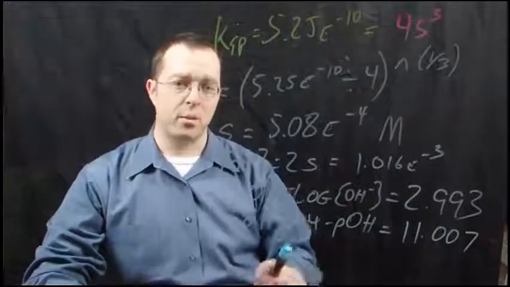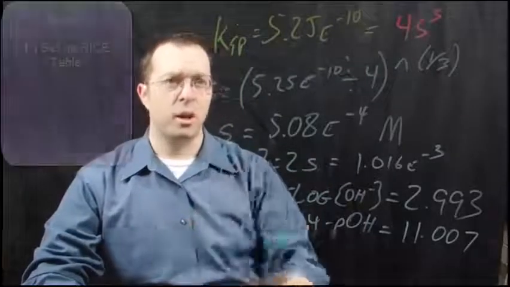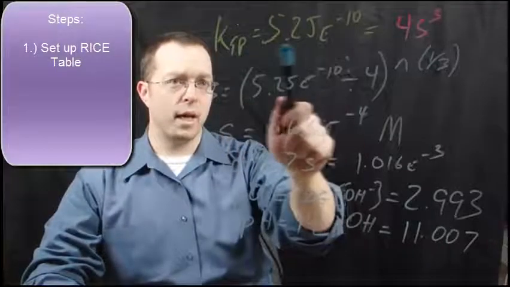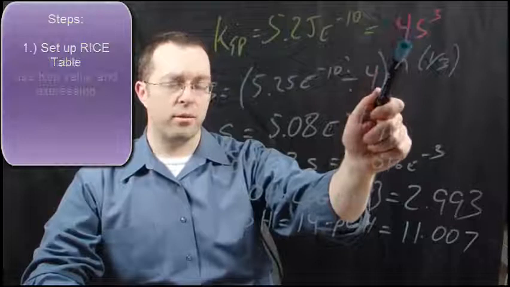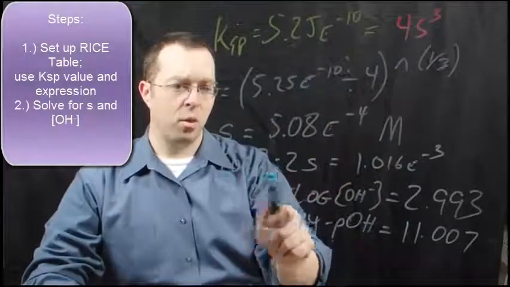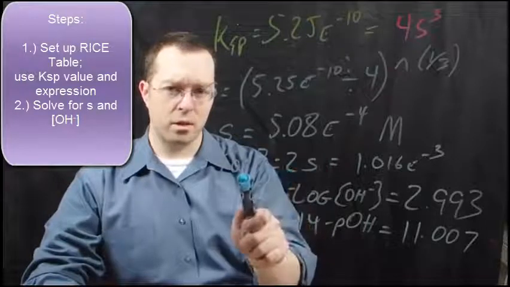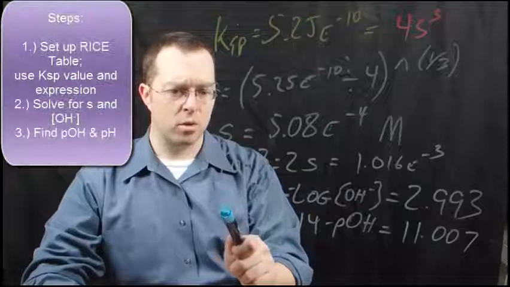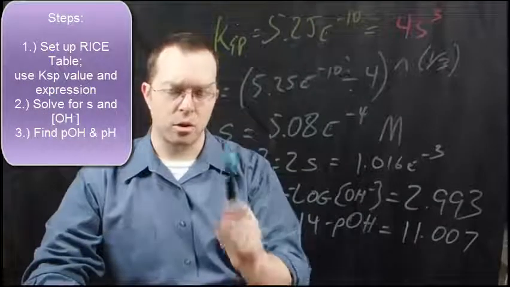Okay, that was a lot. What do you need to be able to do? You need to set up your rice table. You're going to use your Ksp value once you have the expression from the rice table. Solve for S. Remember to turn your S into the concentration of hydroxide. Find the pOH and use that to find pH. Good luck.